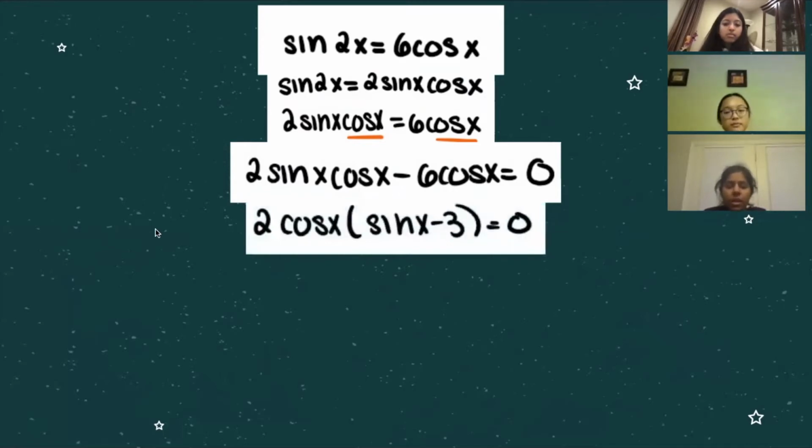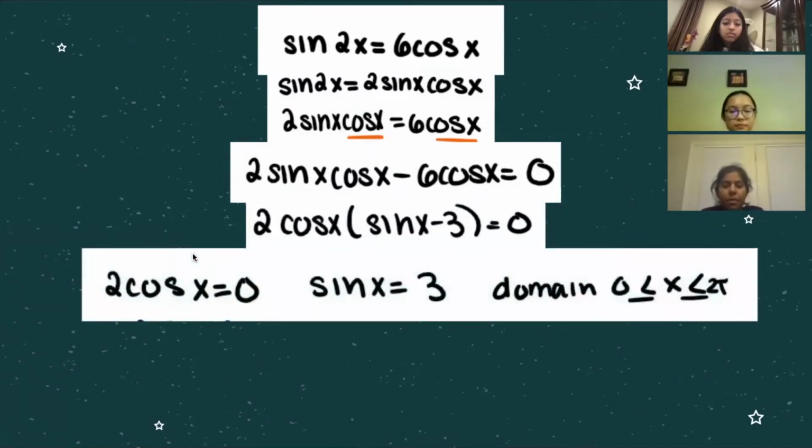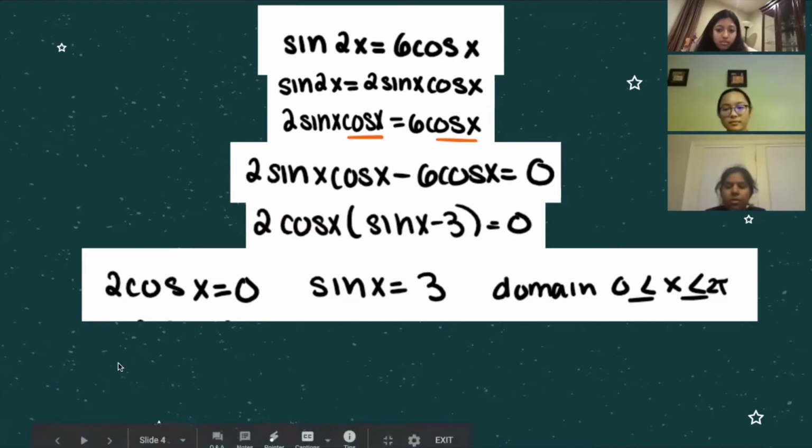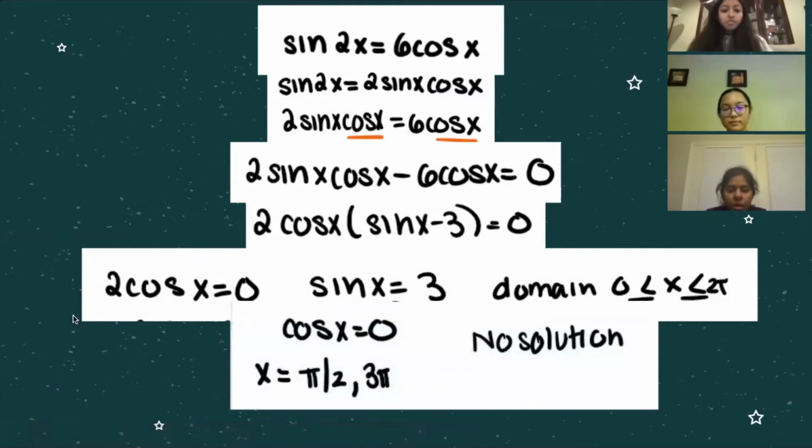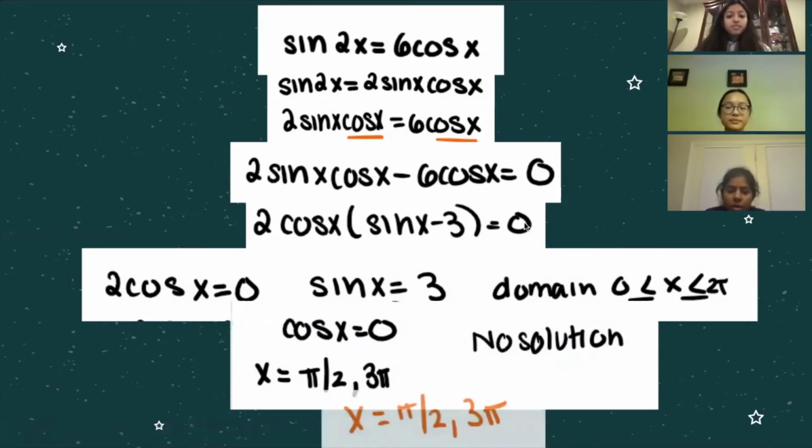Then we want to take 2 cosine x out of the problem and get 2 cosine x times (sine x minus 3) equals 0. We then set both factors equal to 0, so we get 2 cosine x equals 0 and sine x equals 3. Our domain is greater than or equal to 0 and less than or equal to 2 pi. When we solve cosine x equals 0, we get x equals pi over 2 and 3 pi over 2, and sine x equals 3 has no solution. Therefore, our answer is x equals pi over 2 and 3 pi over 2.